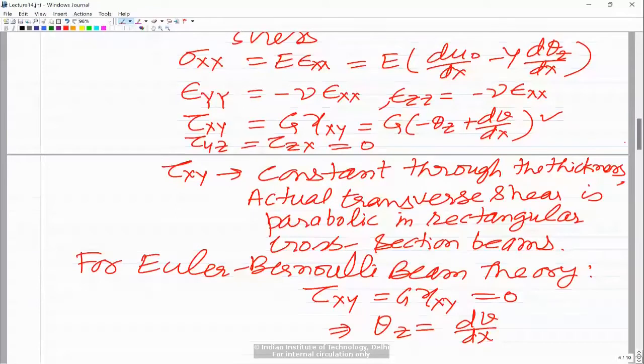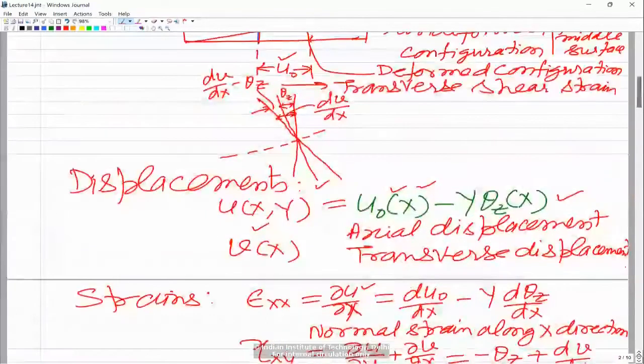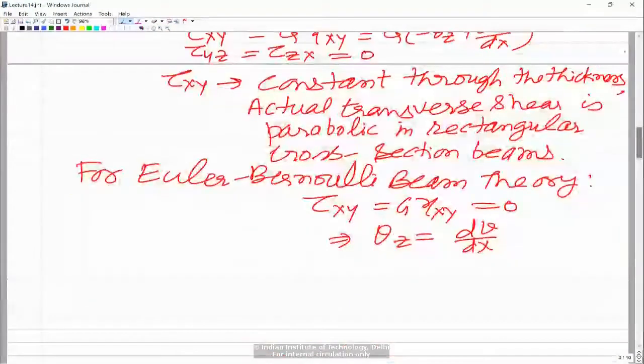And that means that when you look at these normals, this is the actual normal to the deformed middle surface, and this is the hypothetical line which is normal to the deformed middle surface. So these two will coincide. That means this theta z and dv by dx are equal, so this difference, dv by dx minus theta z, is 0. Then these two lines coincide. That means the actual normal remains normal to the deformed middle surface, and that's the basic assumption in Euler-Bernoulli beam theory. So you can get that as a special case of Timoshenko beam theory.